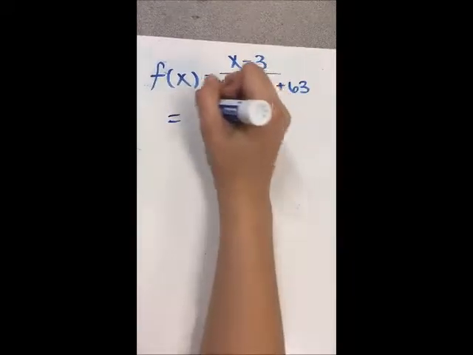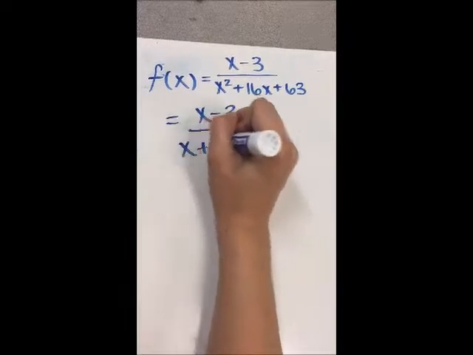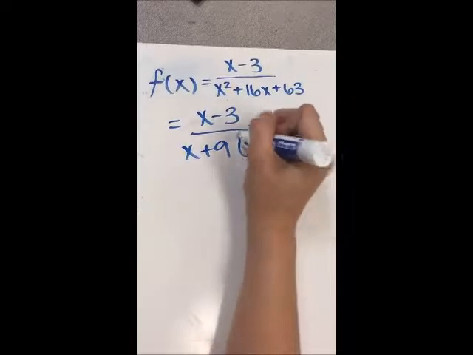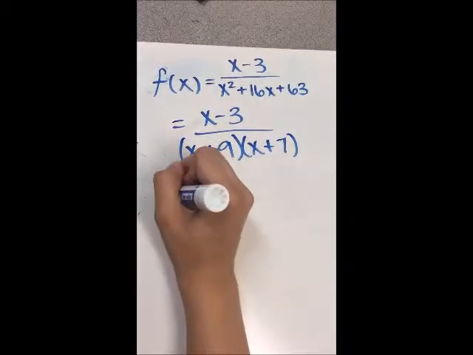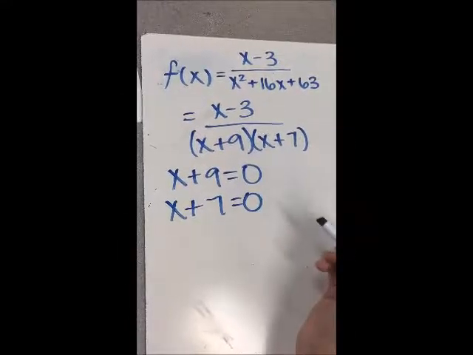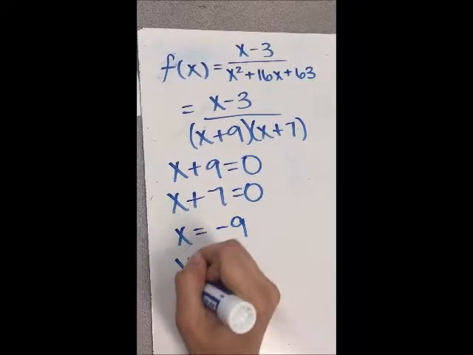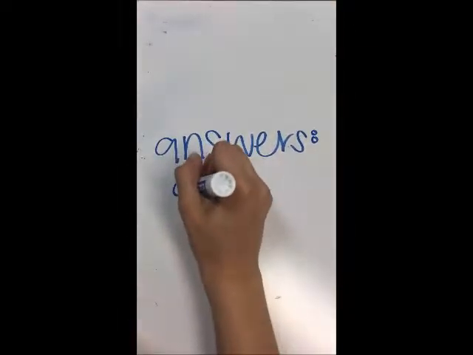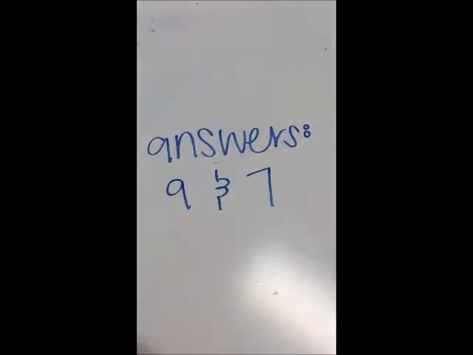Since it can't equal 0, you have to factor the denominator. That would be (x + 9)(x + 7). Set them both to 0, and you will get x = -9 and x = -7. The answers are -9 and -7.